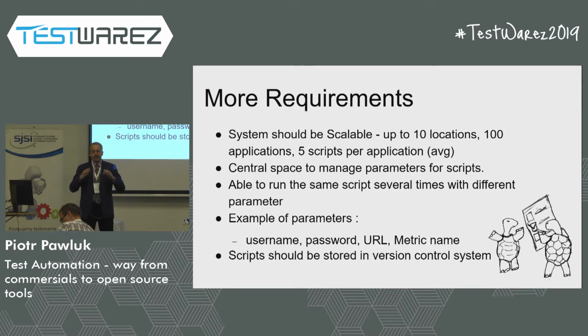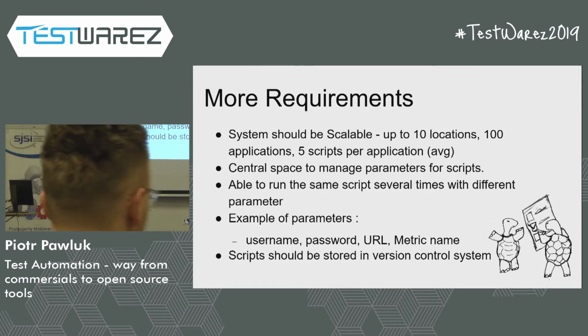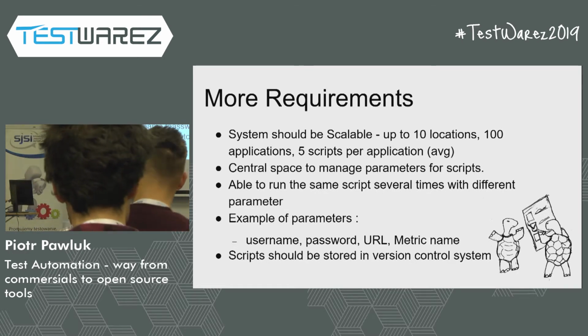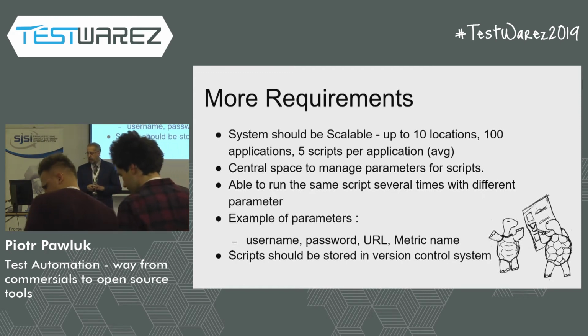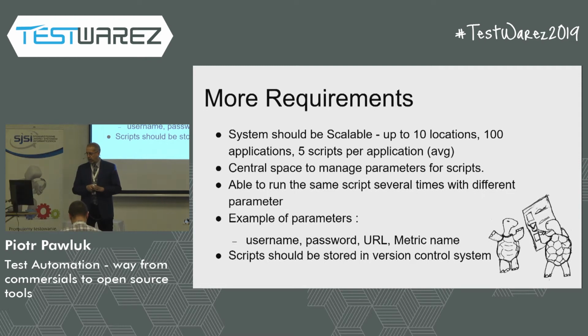We want to have the same script run with different parameters, like for example a different username and password or a different URL. And we wanted to have these scripts in a version control system, so not just create it and put it there, and then if you have some changes, overwrite it. No, we wanted to have a new version and keep it.